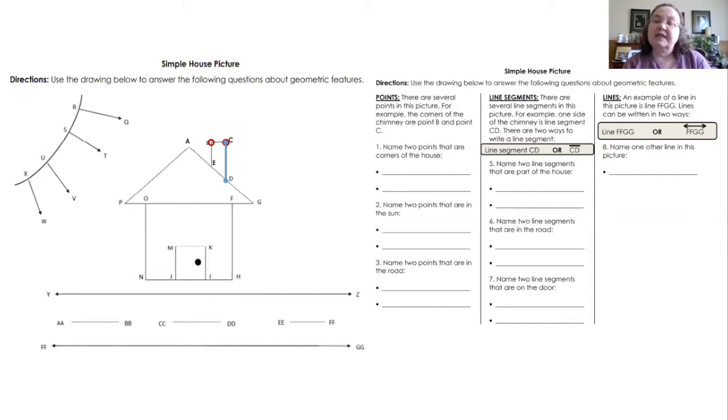All right, let's move over to lines. An example of a line in this picture is line FG, right there. Lines can be written in 2 ways. Either I can write the word line FG, or I can write FG and draw a line over top of it. So question 8 here says, name 1 other line in this picture. Remember, a line has to go on and on forever. All right, are you ready to check your work?